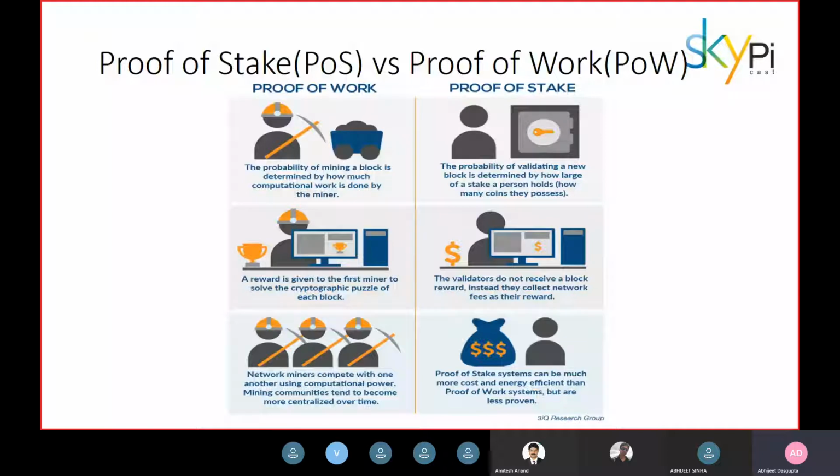In proof of work, network miners compete with one another using computational power. Mining communities tend to become more centralized over time. What we will see in our later slides also is that currently it is getting a bit unviable to mine individually, because the computational power that is required to mine the blocks and succeed is making the entire process of mining individually pretty much unviable.